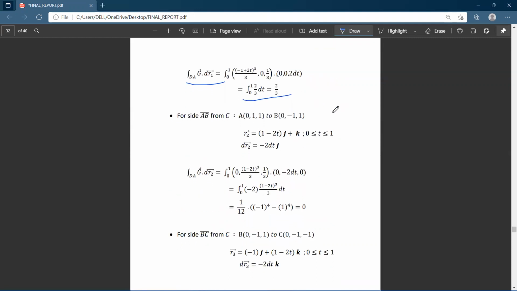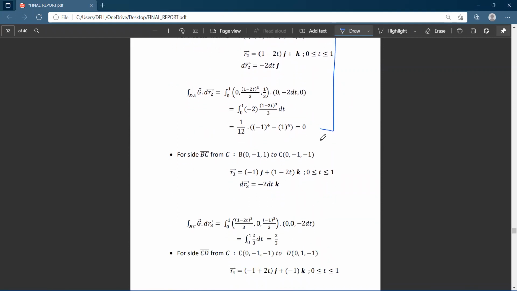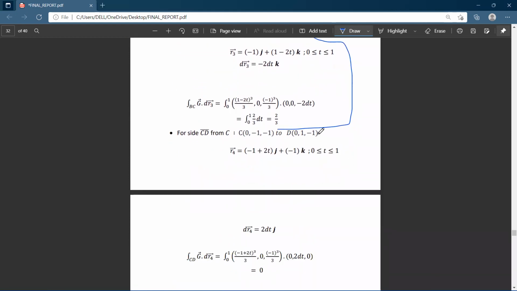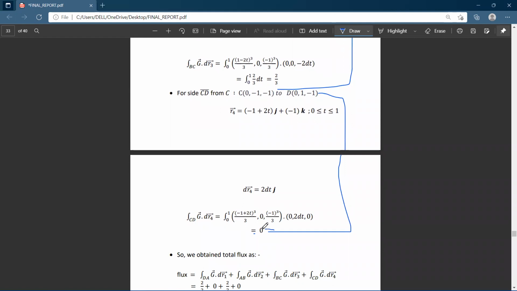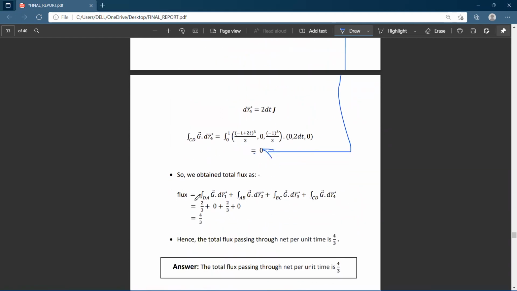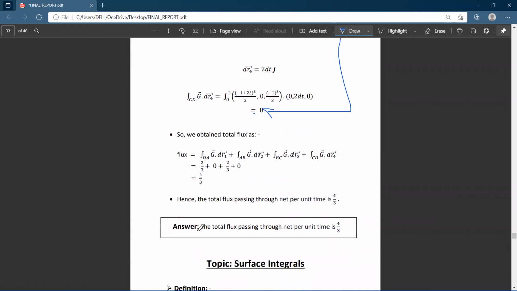Similarly, for side AB, we get 0. For side BC, we get again 2 by 3, and for side CD, we again get 0. Here is the same calculation performed for the different sides. So the total flux will be the flux of all sides, which is 2 by 3 plus 0 plus 2 by 3 plus 0. So the total flux is 4 by 3.